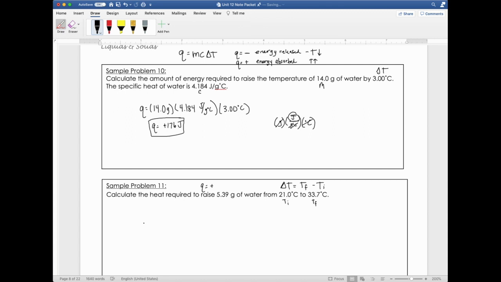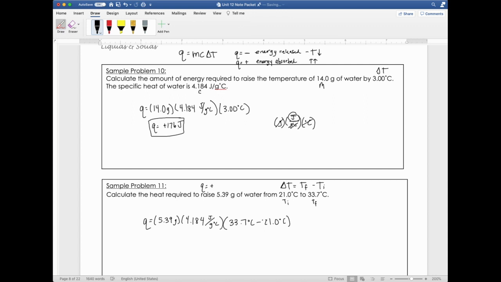So we're going to use Q equals MC delta T. Q is equal to the mass, which is 5.39 grams. Still water, so I'm still going to use 4.184 joules per gram degrees Celsius. And delta T, remember, is the final temperature, so 33.7 degrees Celsius minus that initial temperature. So when you solve for this anyway, you're going to get a positive value, and it's always good to just double check that.